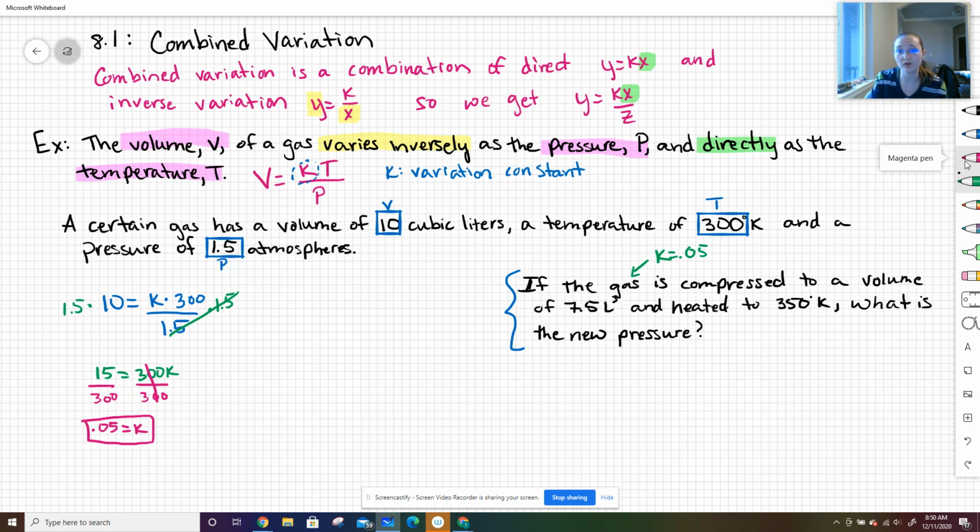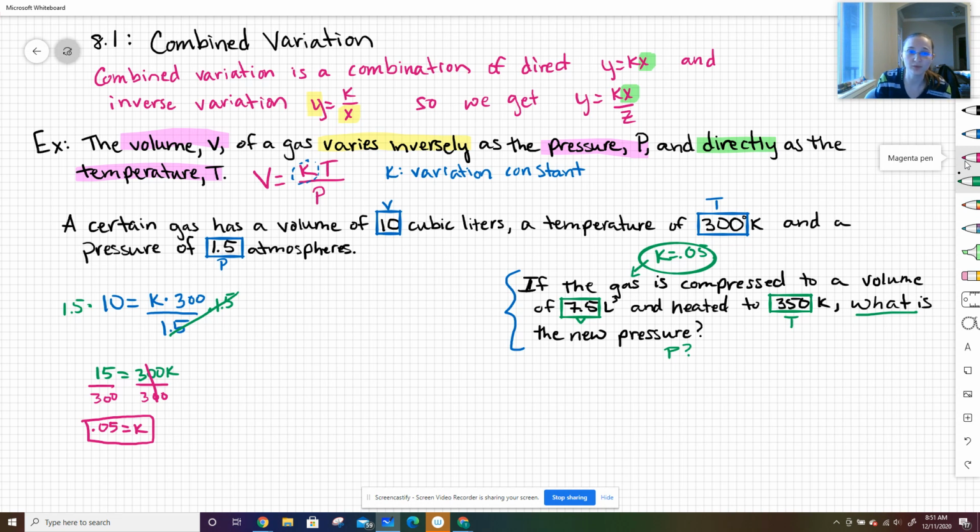If the gas is compressed to a volume of 7.5 liters, so there's our new volume, and is heated to a temperature of 350 degrees Kelvin, so that's our new temperature, what is the new pressure? So I want to solve for P. So I'm going to plug in what I know. I know K, I know K, V, and T.